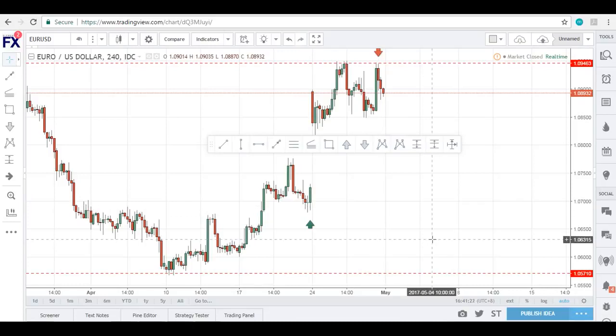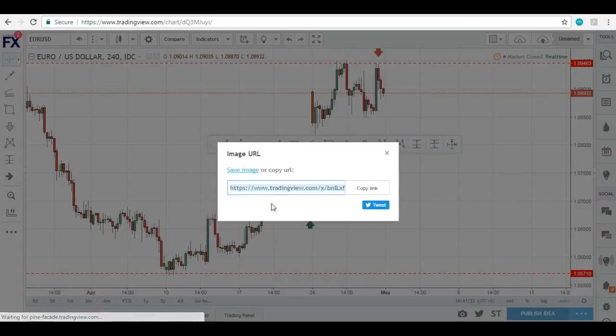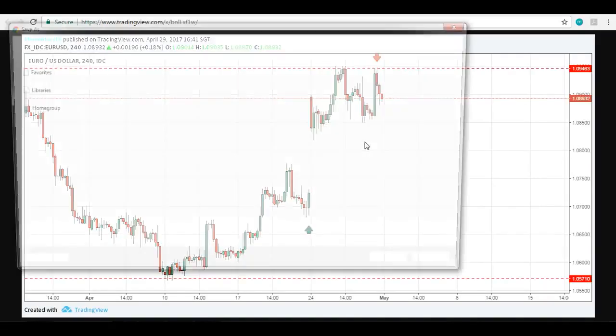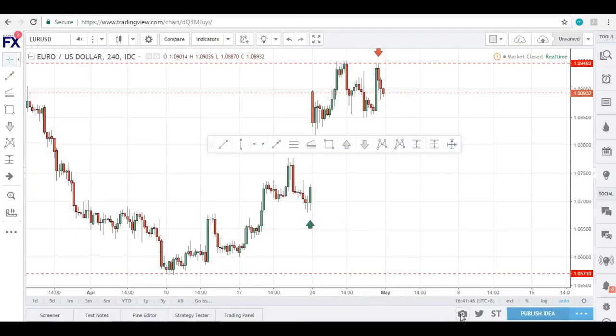Also, one more thing, if you wanted to share your analysis with us on our Telegram group, all you have to do is click this camera button. The URL will appear. You can either copy the link and paste it to our Telegram chat, or you can save the image into your hard drive or your computer. So this is how you save your image or share it.